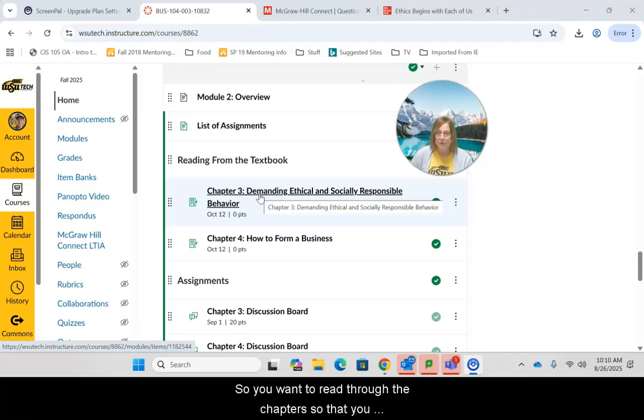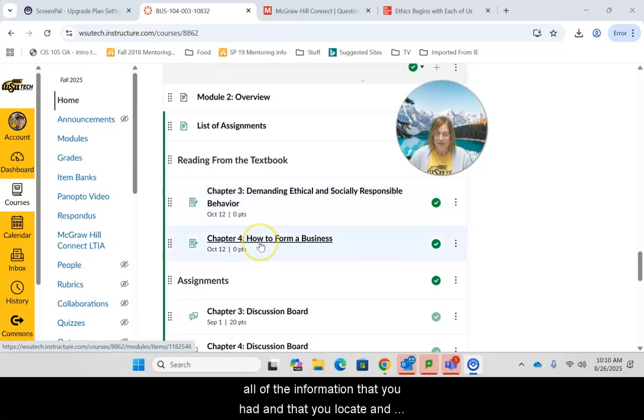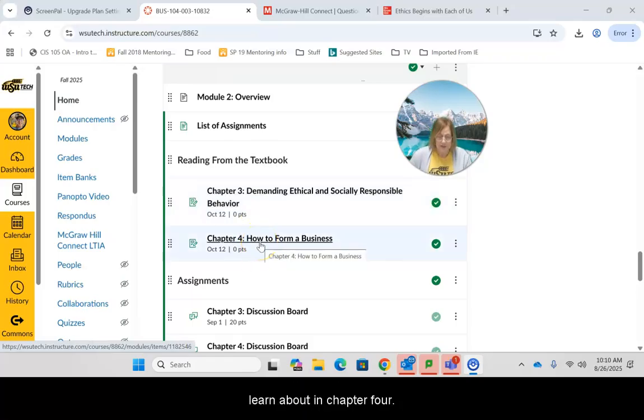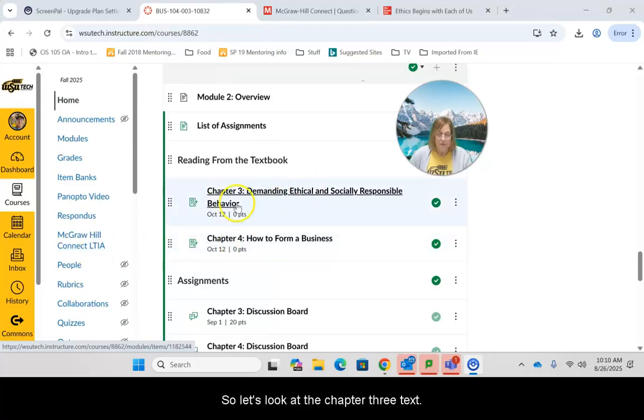So you want to read through the chapters so that you understand the concepts of the chapters so that you can make good choices when you go to take the quiz, and also so that you can answer the discussion board questions. And in this case, there's a mini case that has to do with all of the information that you locate and learn about in chapter 4. So let's look at the chapter 3 text.